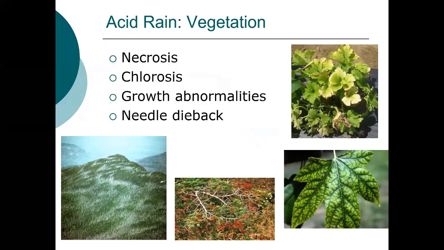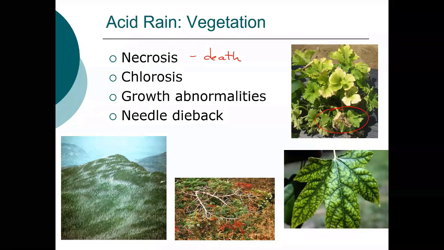Now, when acid rain comes in contact with vegetation, it can have a number of effects. This includes what is referred to as necrosis, which is the death of tissue. So this is severe, you can see it here, where you actually see destruction, death in the tissue.